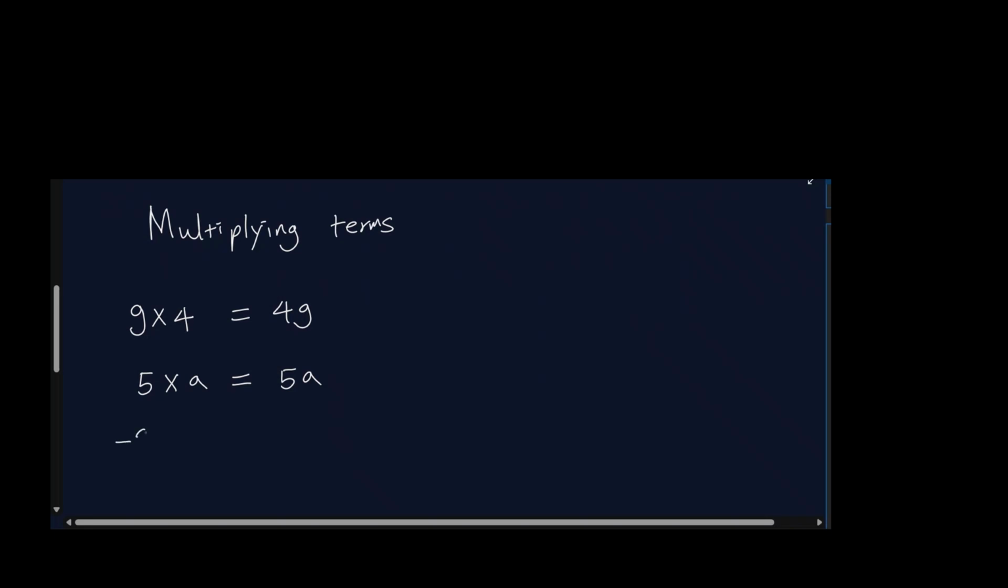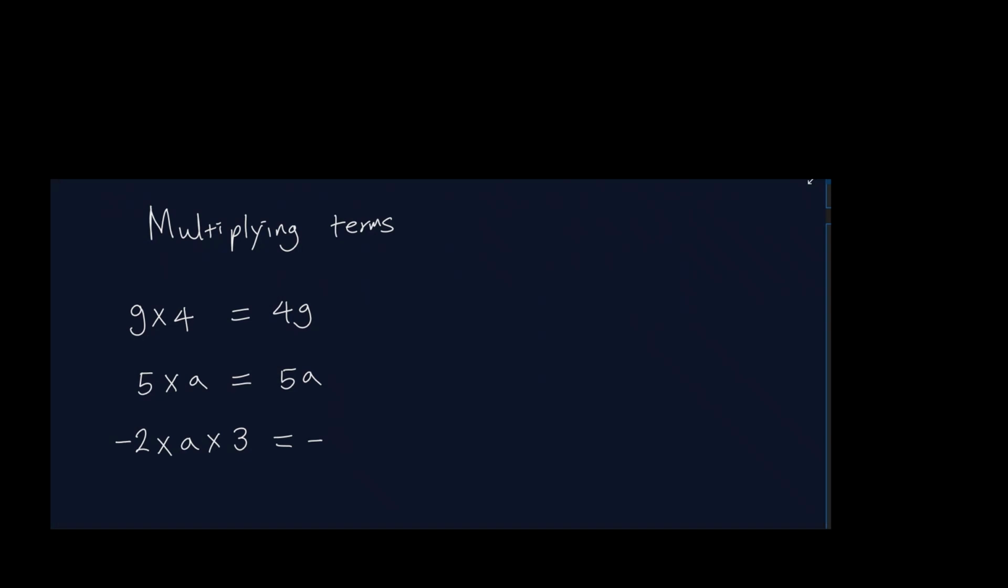What about negative 2 times a times 3? First of all, you need to think about the sign. So we got one negative here, and there is no other negative. So we got odd number of negatives. So the answer would be odd sign, and 2 times it by 3, that would be 6, and times by a, so it will be negative 6a.